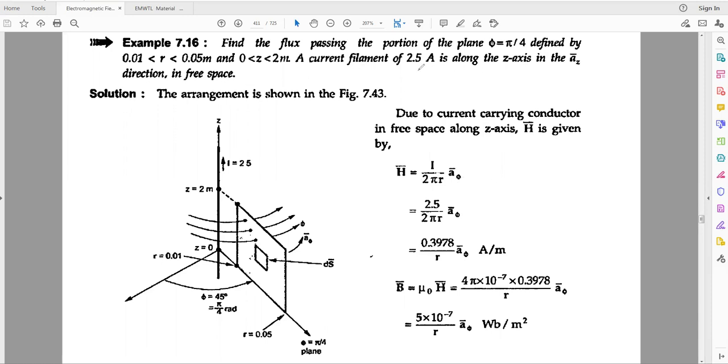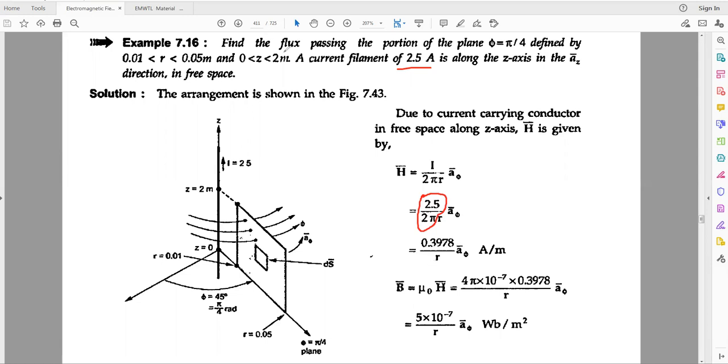What is the current given? The current filament is 2.5 amperes. So H bar is 2.5 by 2 pi R into A phi bar, and we can simplify this function. 2.5 by 2 pi gives 0.39 by R.